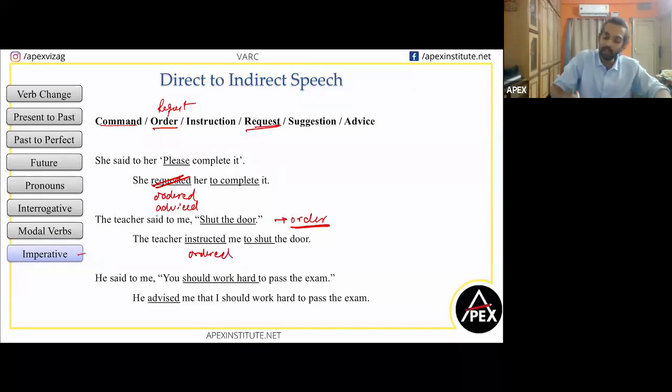Next, what? He said to me, you should work hard to pass the exam. Again, said becomes advised. He advised me that you becomes I. I should work hard. See, should becomes should only, no? Remember, should does not change at all.